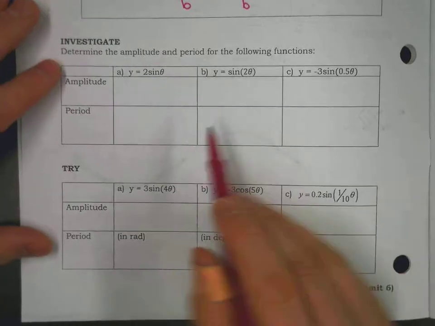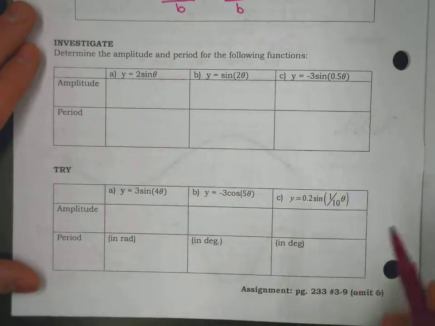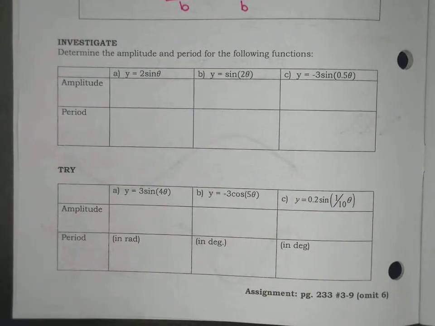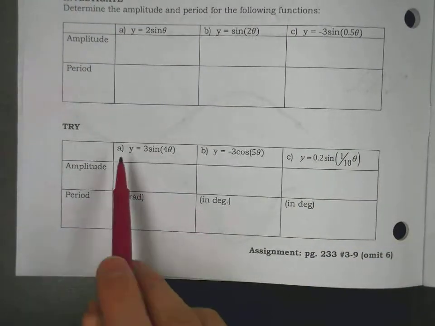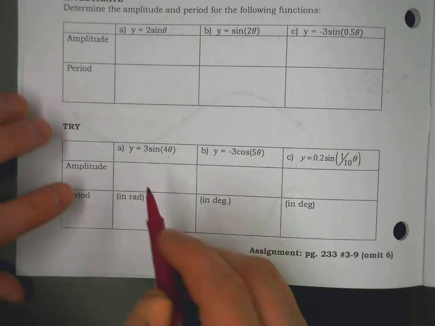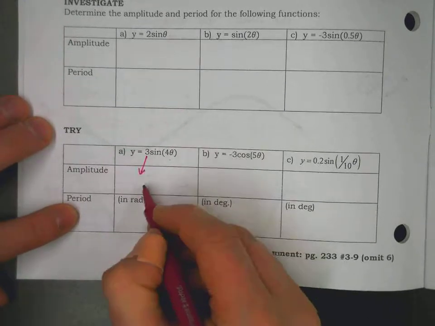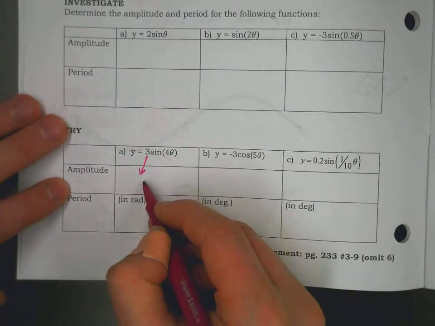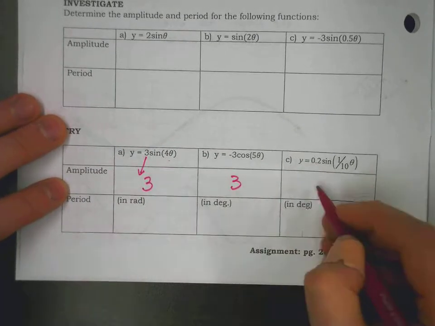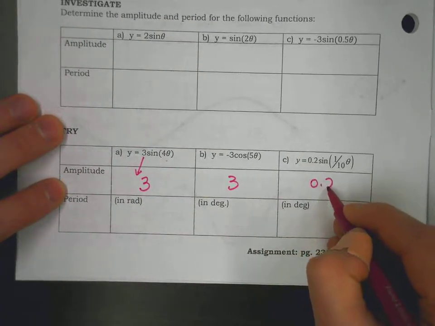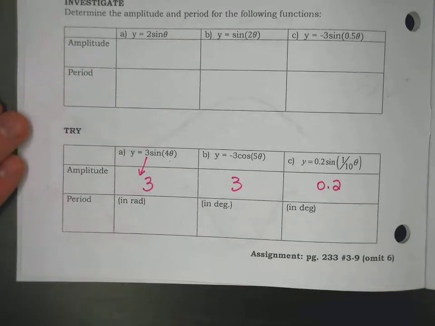So we'll look at one of these, and it's basically saying, what if we were given an equation, could we pull out all of its effects? So when we look at 3 sine of 4 theta, what's the amplitude? Amplitude will always simply be your a value as a positive, 3. And they can be very messy, 0.2.